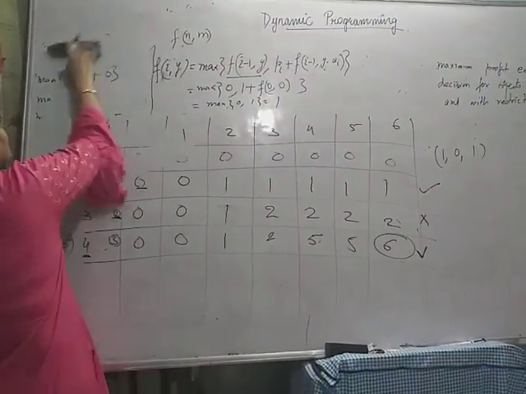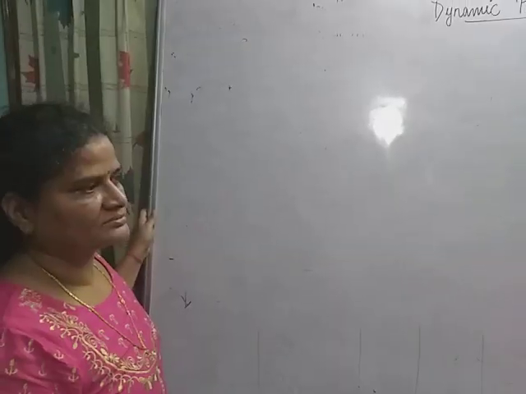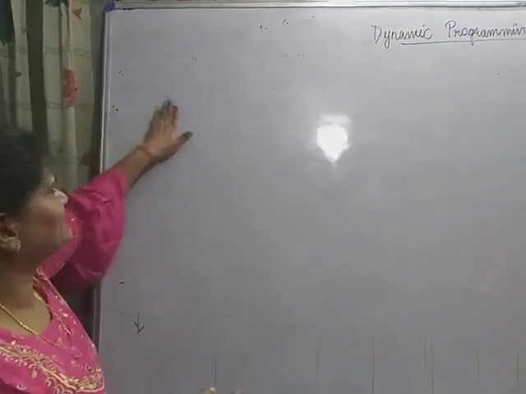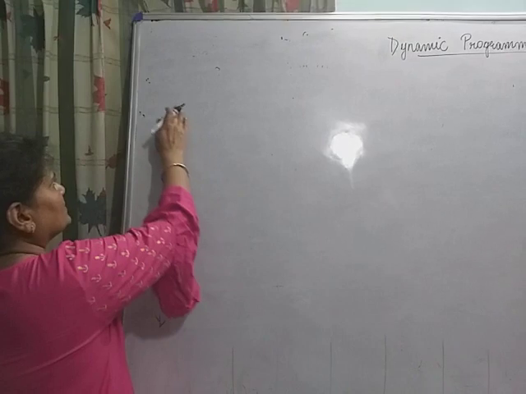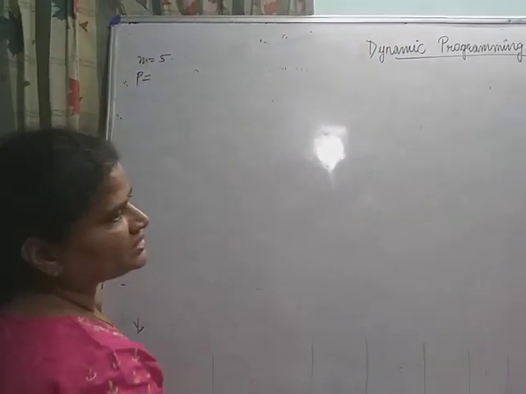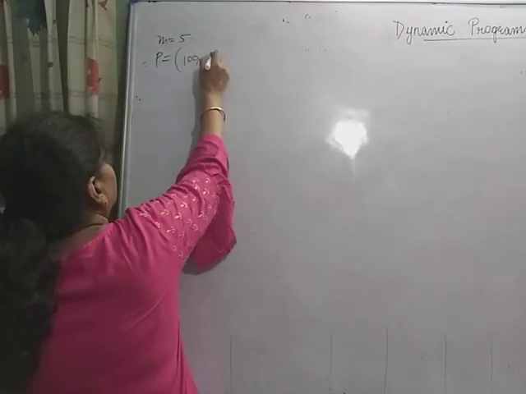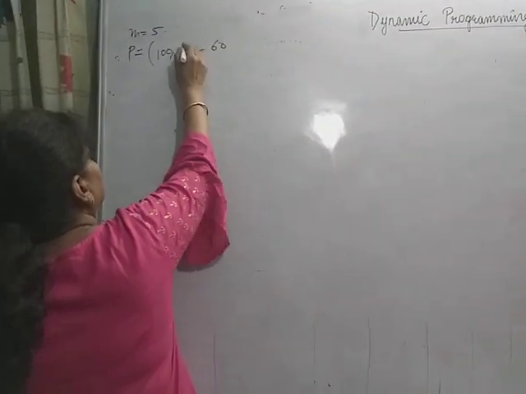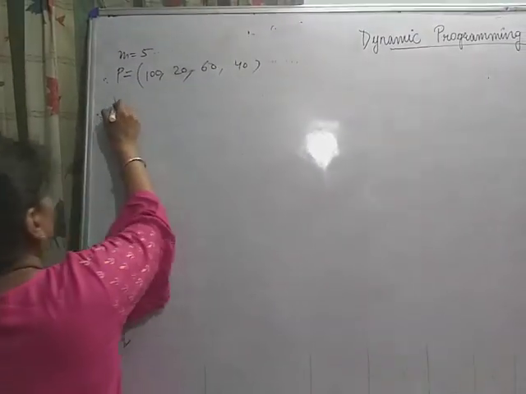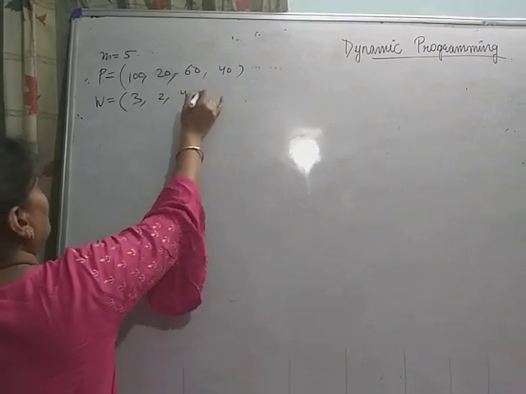Now I will try to explain this with another example, as this is a difficult one. So now M equal to 5, P equal to 100, 20, 60, 40, and W equal to 3, 2, 4, 1.